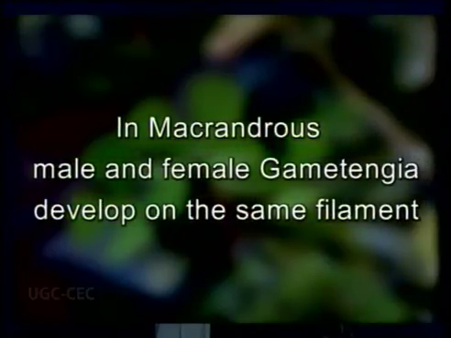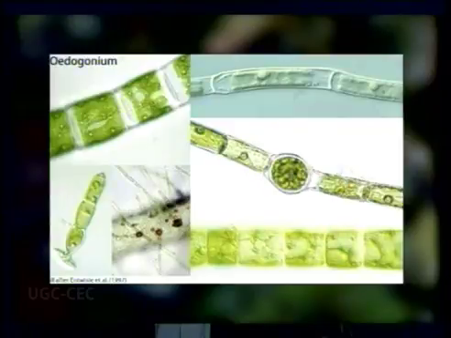In the macrandrous species, the male and female gametangia develop on the same filament. To ensure cross fertilization, the male gametes or antheridia mature just one day after the oogonia. Whereas in macrandrous dioecious species, the male and female gametangia are borne on two different filaments.